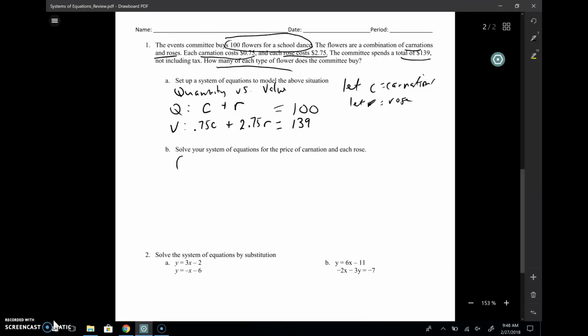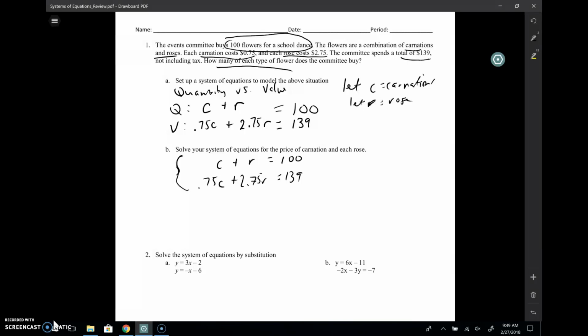My system is made up of C plus R is equal to 100, and 0.75C plus 2.75R is equal to 139. And there's my quantity and value. Let me line it up a little bit better here. I got my restrictions, I got my constraints: 100 total flowers, they spent a total of $139. And from here you guys can solve it however you want.